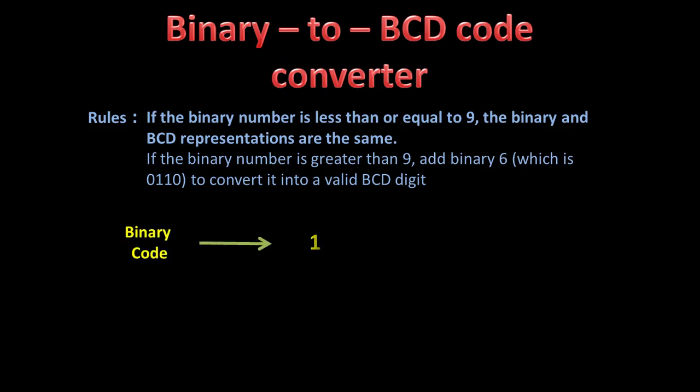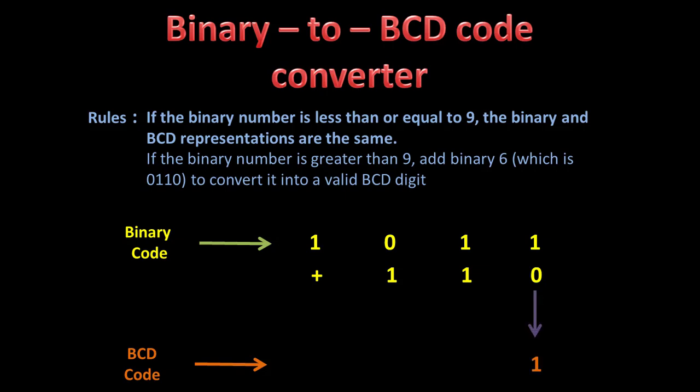So if this is the code 1001, this is a number which is actually 9, so we get the same BCD code. 1 for 1, 0 for 0, 0 for 0, and 1 for 1. So there is no change. Same BCD and same binary code. Then suppose we take a case where we have a binary code which is more than 9. Of course here to get the BCD code we need to add 6, 0 1 1 0. So let us see what we get after addition.